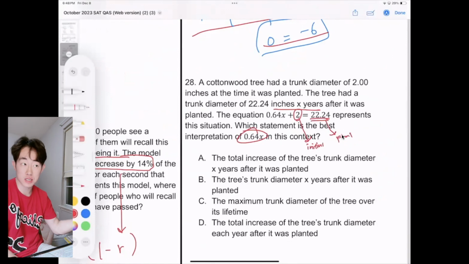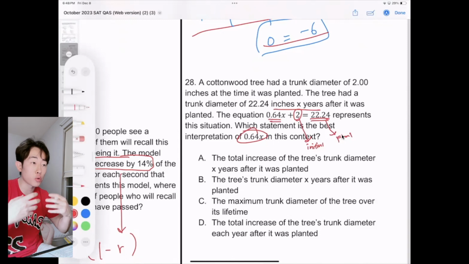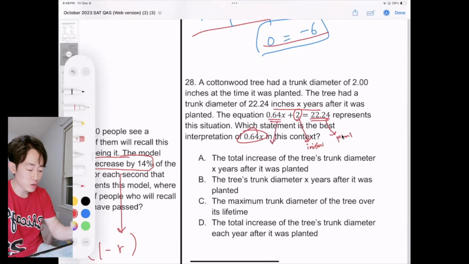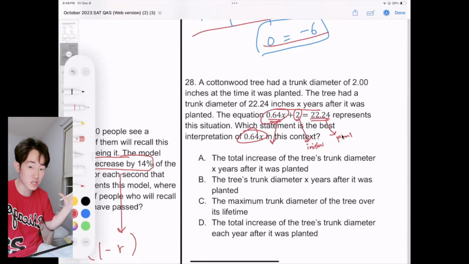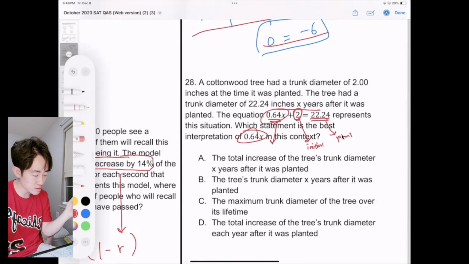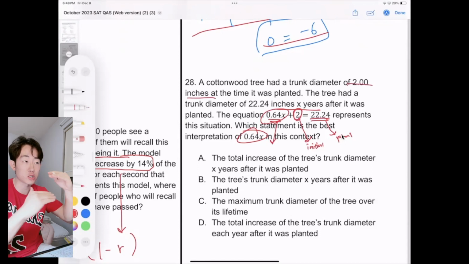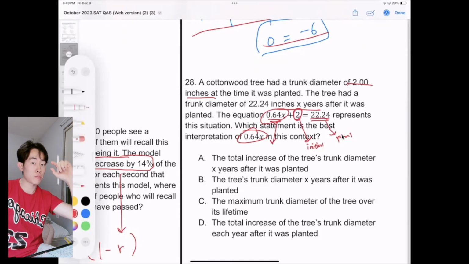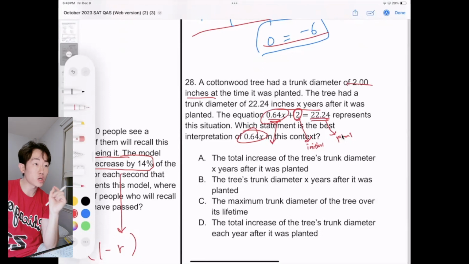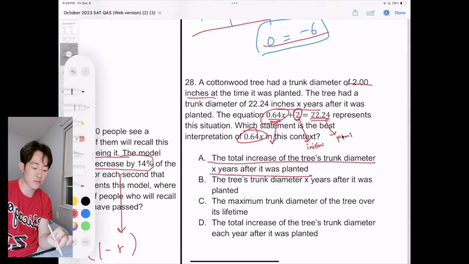after X years is passed. So what does this 0.64 represent? That's how much it grew per year. So this entire thing is how much it grew in X years from the 2, what was it, feet? Yeah, or 2 inches. It was 2 inches from the get-go. Then it grew by a whopping 0.64x in total, 0.64 per year. So 0.64x is the total increase of the tree trunk diameter X years after it was planted.